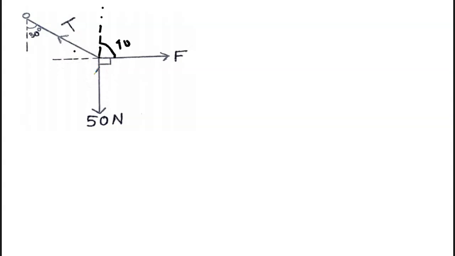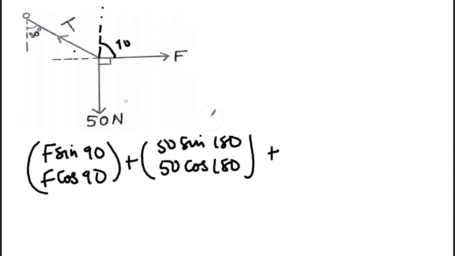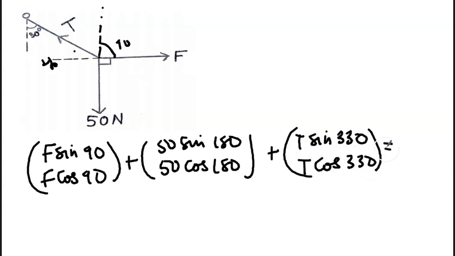So resolving these forces into component form and equating it to 0, because the system is in equilibrium, we have F sine 90 degrees, then F cos 90 degrees, plus 50 sine 180 degrees, and then 50 cos 180 degrees. Then the tension will be, as I told you, this is 270, so 270 plus 60 will be 330. So we have T sine 330, then T cos 330. All this is equal to 0.